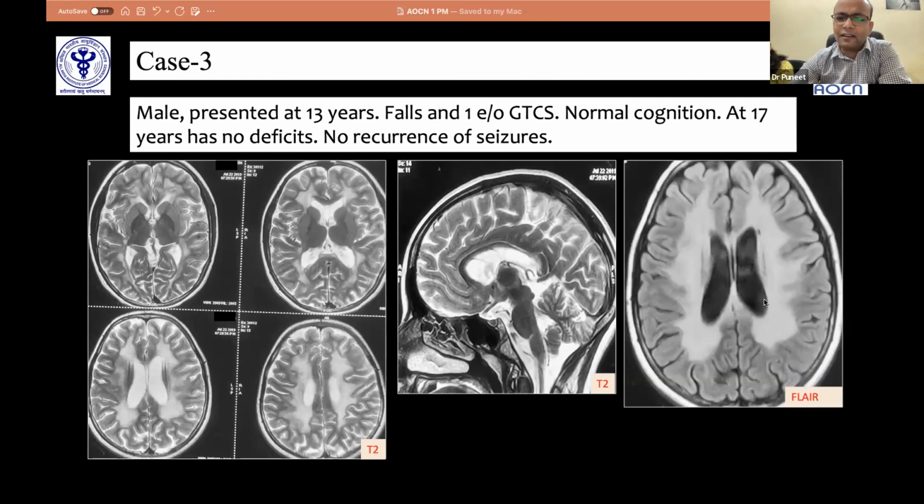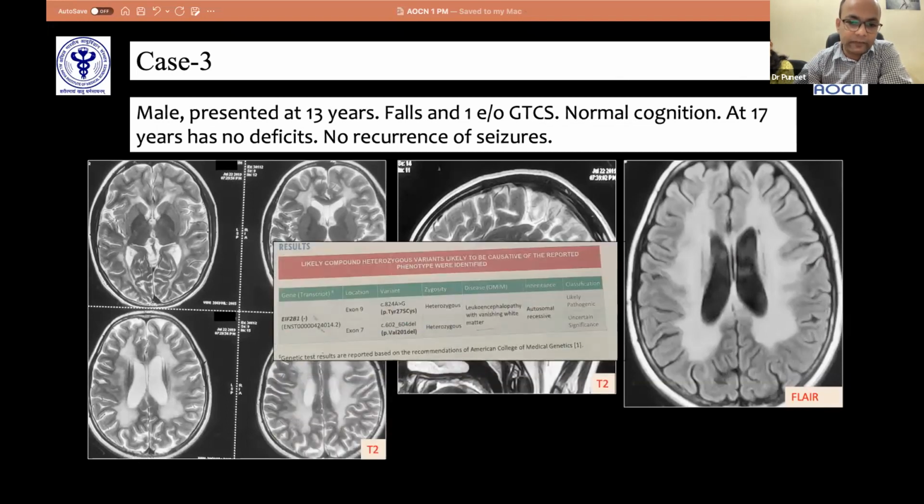On the FLAIR sequence, we don't find any overt features of cystic degeneration or rarefaction. But if you look closely at this T2 sagittal section, we do find selective involvement of the inner rim of the corpus callosum, involving the body as well as the splenium. Based on this, the first differential of vanishing white matter disease was kept and genetics was sent, and it did confirm our diagnosis.